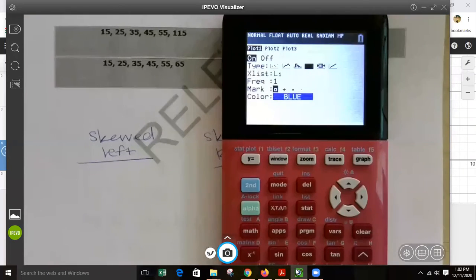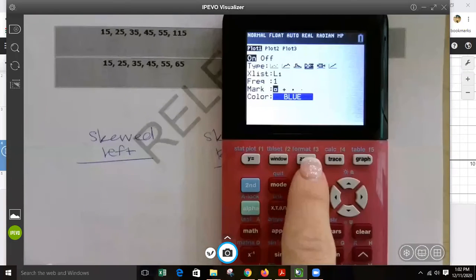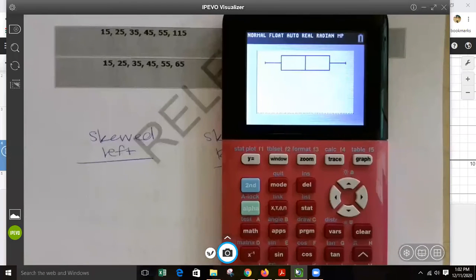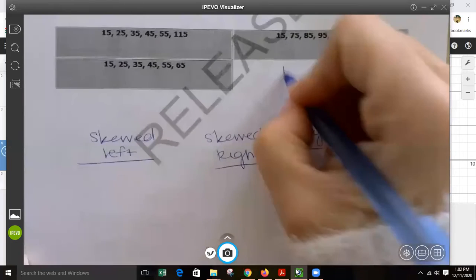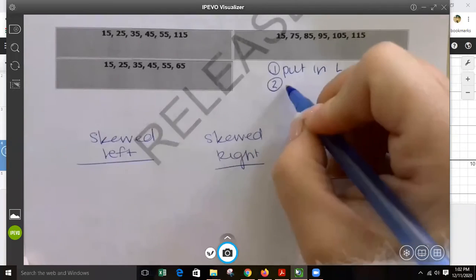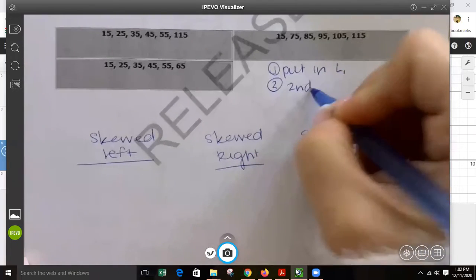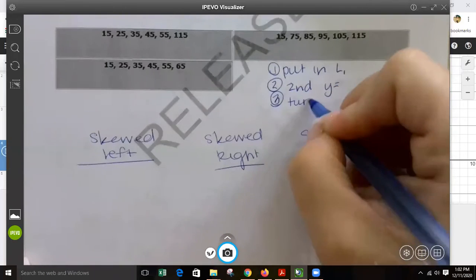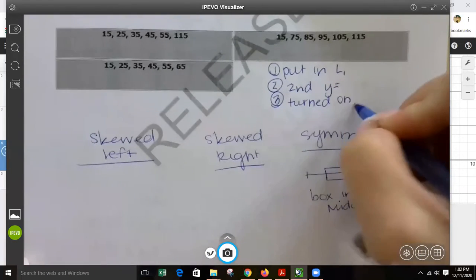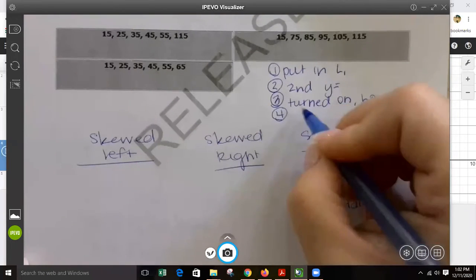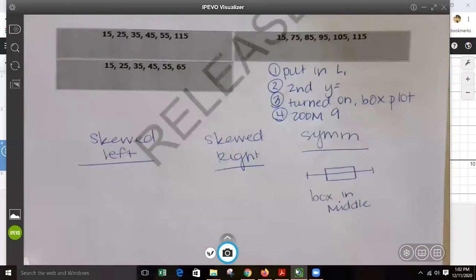And then you zoom 9. Zoom is this key right here, and then hit 9. Zoom 9. See how it's pretty and in the middle? Does everybody see that? All right, so what we did, we put it in L1. We did second y equals. We turned it on. We did a box plot. And then we did zoom 9.